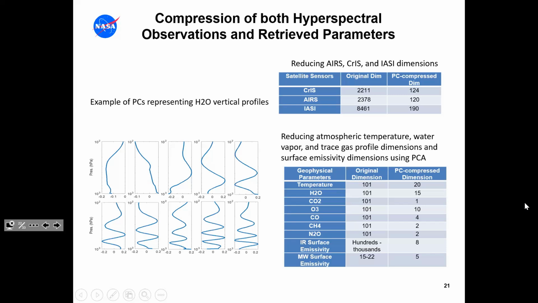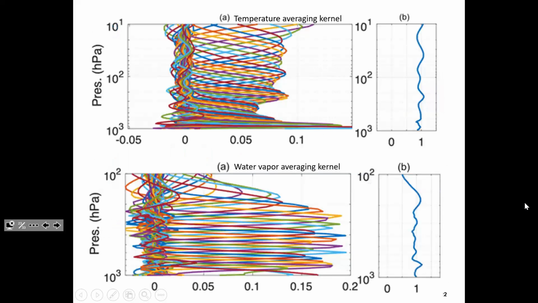This is just to give you a flavor of what the eigenvectors look like. This is atmospheric pressure from, let's say, 1,000 hectopascal to 100, so in the troposphere. This is the first eigenvector, second eigenvector, and so on. As you go to higher eigenvectors, you're capturing the fine structure. So if your information content is higher, then you can use more eigenvectors. In optimal estimation retrieval, the averaging kernel is a very important concept.